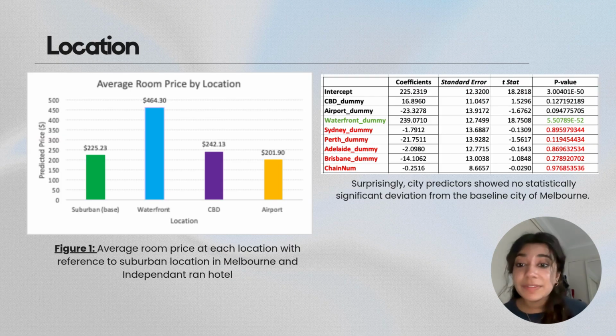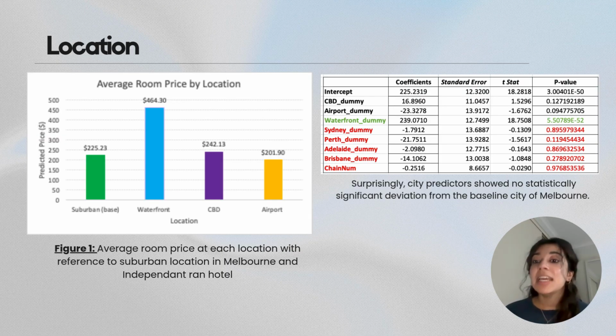This means that a waterfront hotel anywhere, whether it be in Sydney, Brisbane, or Perth, is able to charge a greater premium just for the fact that it's located near the water, over the fact that it's whatever city it is actually located in. This shows for future investors and developers that a hotel near the waterfront in Perth over a hotel in the suburb or in the CBD in Sydney is still a better investment and is likely to have a greater average room price.